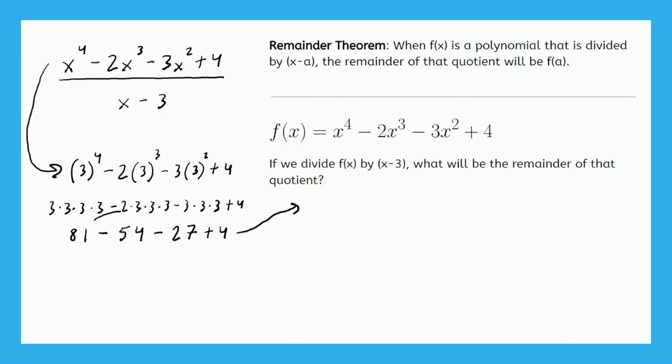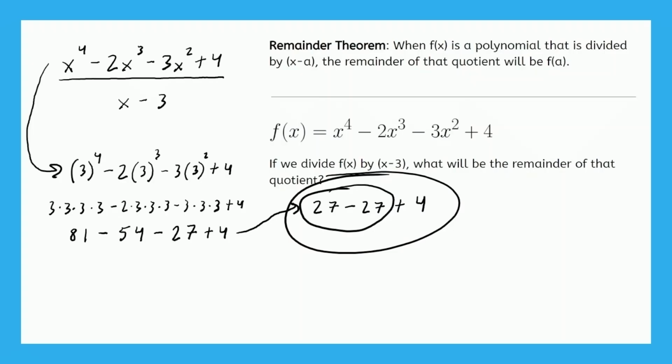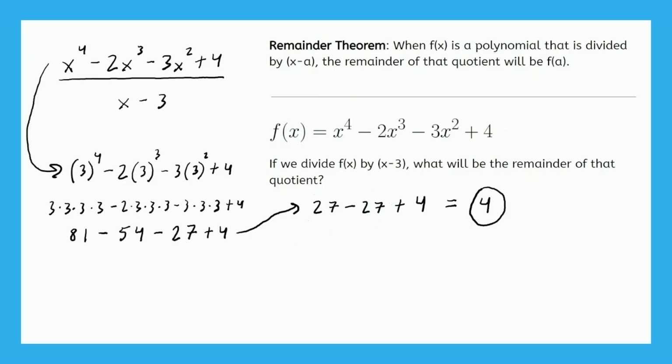So let's continue this process. We have 81 minus 54. 81 minus 54 is 27. And we still have minus 27 plus 4. Obviously 27 minus 27 is 0, so this entire expression is 0 plus 4, or just 4. So once again, what is this 4? Well, this 4 was f of a, right? Because we plugged in 3 for x in our dividend, and 3 was a.